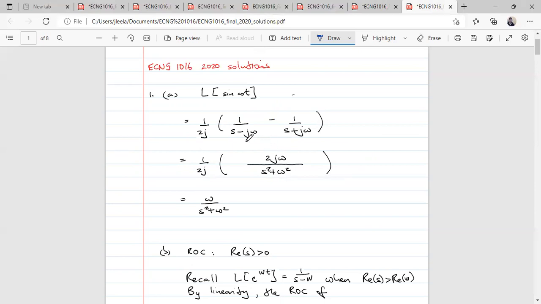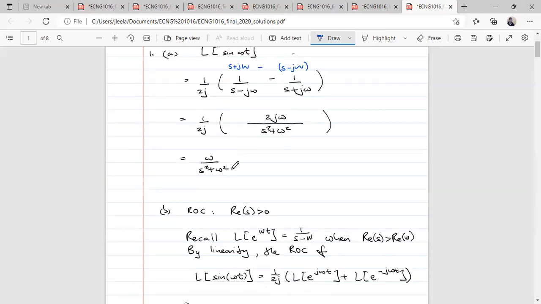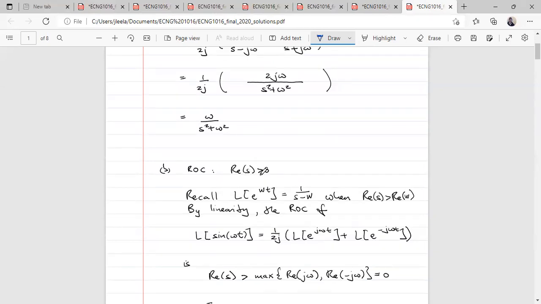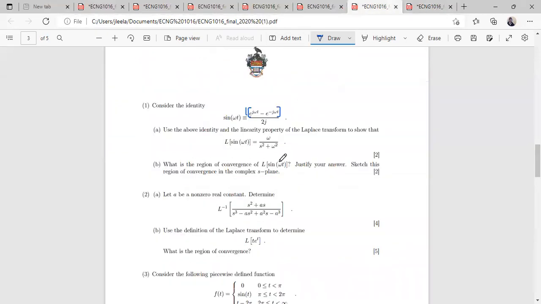And then the LCM here will be s squared plus omega squared. Right? So then you've got to cross multiply here by s plus j omega, and then you've got to cross multiply on this side, and then s minus j omega. And notice here s plus j omega, so the s will cancel each other. And then you'll end up getting j omega plus j omega. So that will be a 2j omega. And then the 2j's will cancel here, so you'll just get omega over s squared plus omega squared. And the region of convergence here is that real s must be greater than 0, right? They ask that here. Justify your answer. Sketch the region of convergence in the complex S-plane.